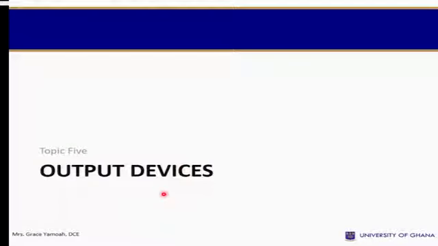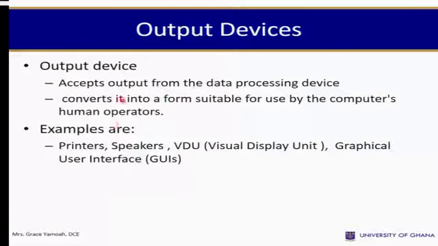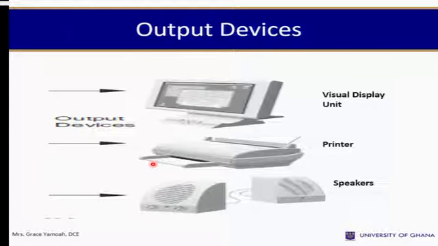Then output devices. An output device accepts output from the data processing device and converts it into a form suitable for use by the computer's human operators. Examples are printers, speakers, VDU, that is visual display units, graphical user interfaces, and so on. As displayed here, we can see a visual display unit. We can also see a printer. We can see speakers as shown here.